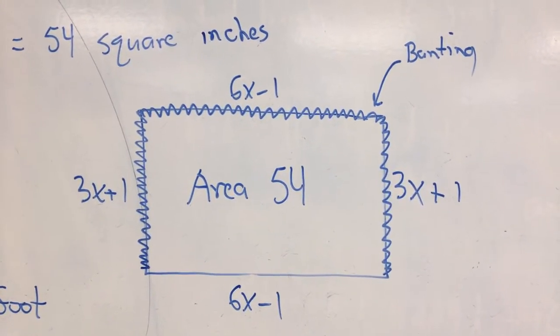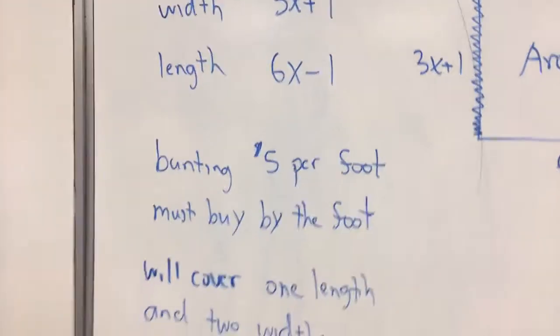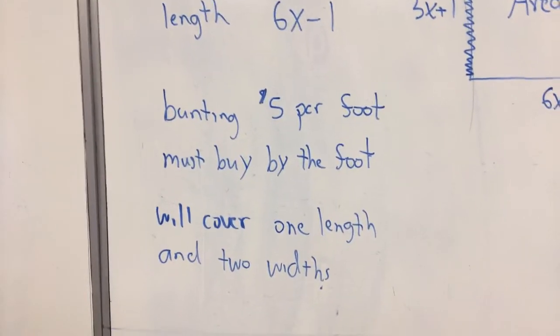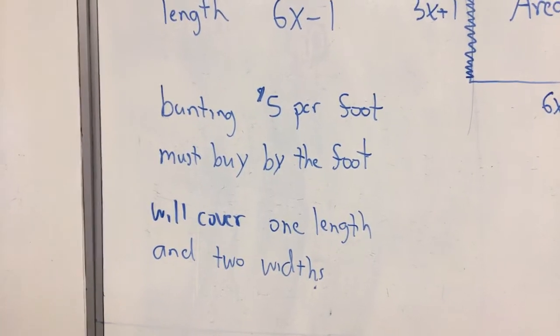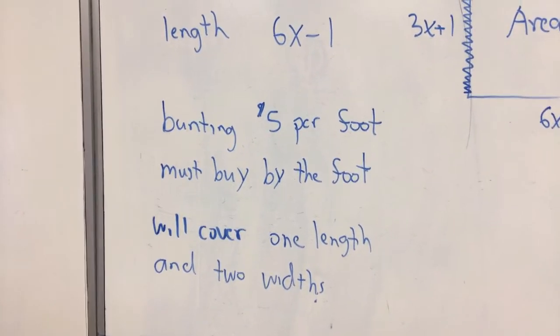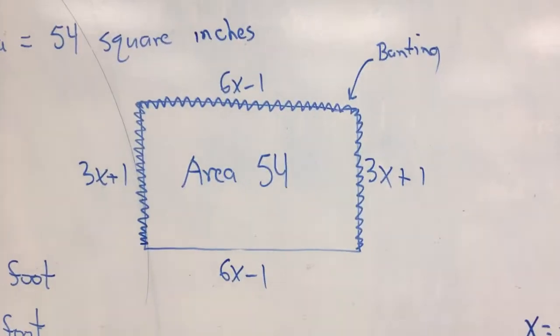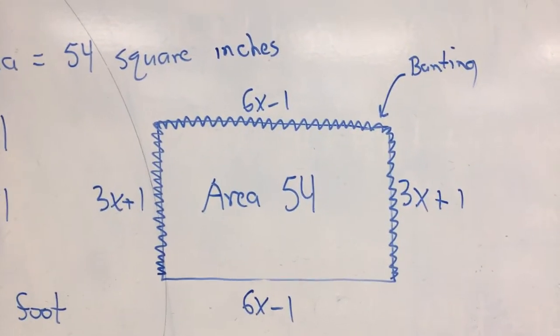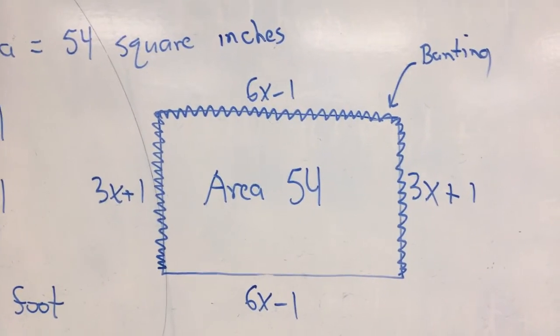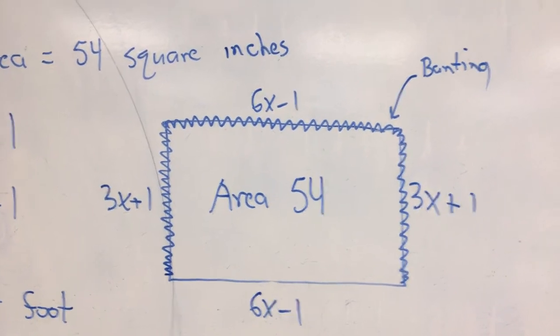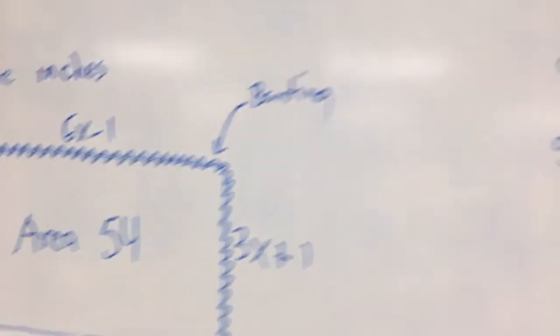And the little squiggly line, that's the bunting, because it says that bunting is $5 per foot. You must buy it by the foot, and we will cover 1 length and 2 widths. Okay? So 1 length and 2 widths. So I just need to find the actual dimensions of the desktop. Okay? So how do I do that?